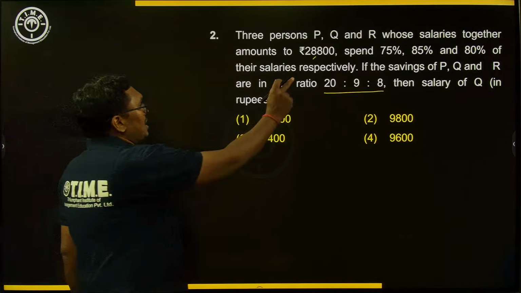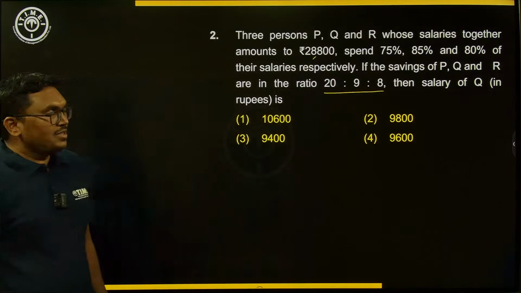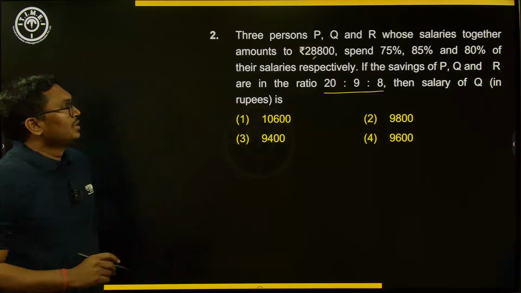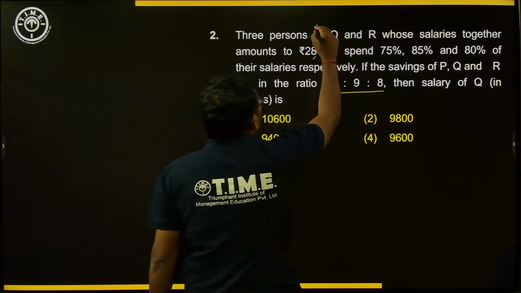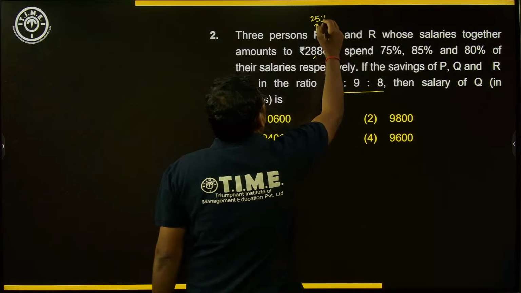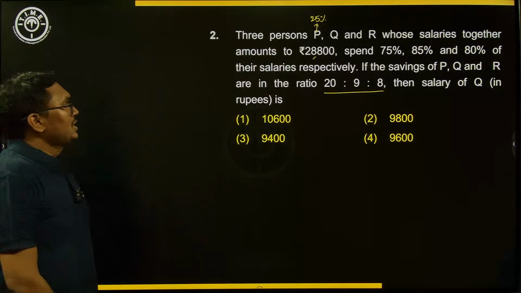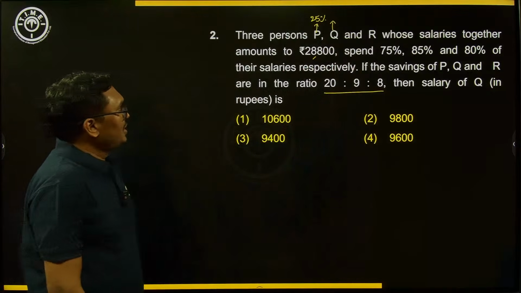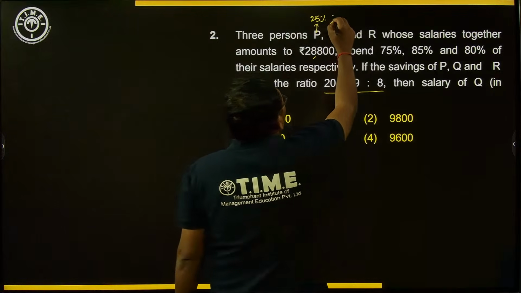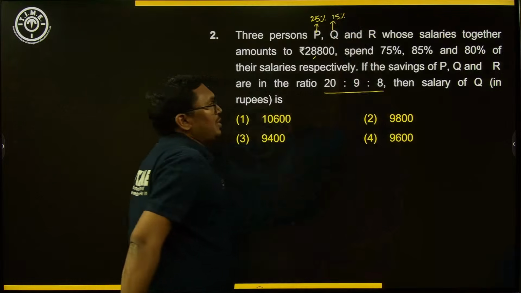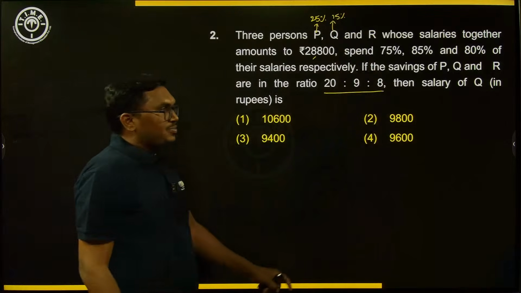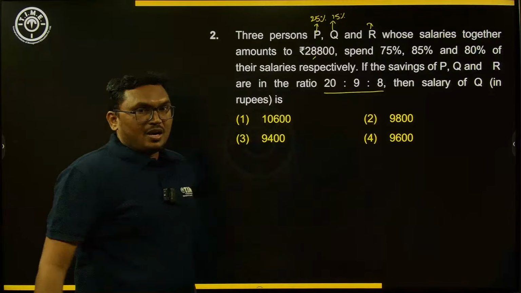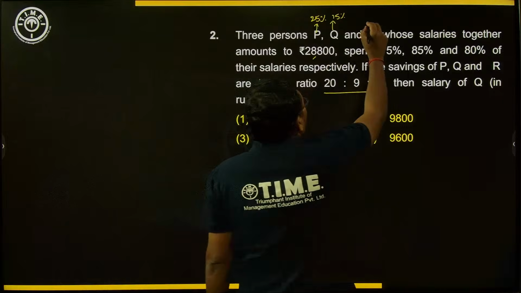So P spends 75% means what are the savings of P? So total salary is 100%. He spent 75%. That means the savings of P is 25%. Right? So similarly, what is the savings of Q? Q spends 85%. That means Q saves 15%, 100 minus 85. And R spends 80%. That means what is the remaining amount? 100 minus 80, that is 20%.